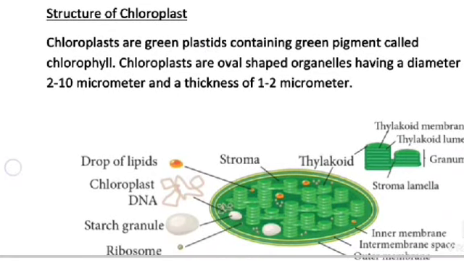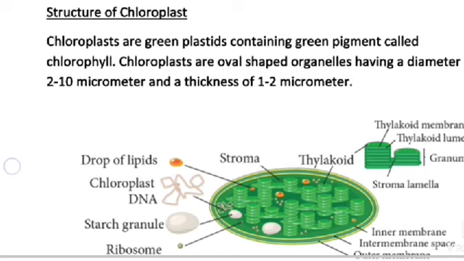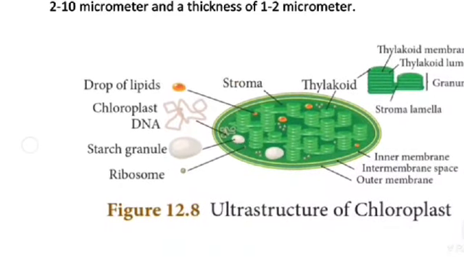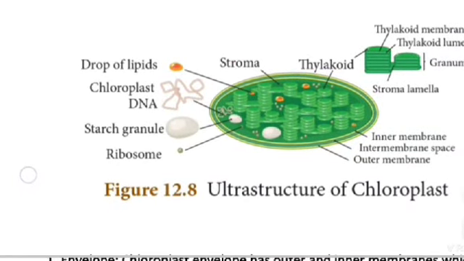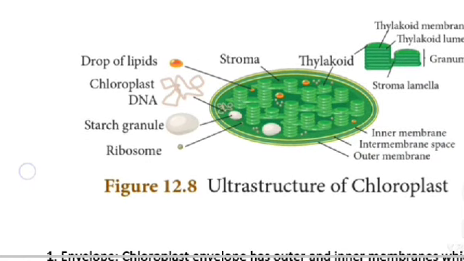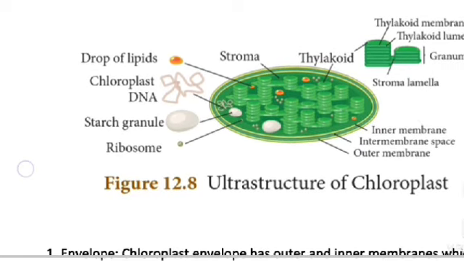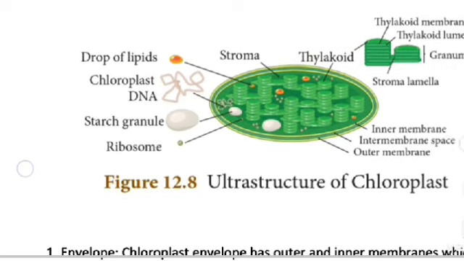Chloroplasts are green plastids containing a green pigment called chlorophyll. Chloroplasts are oval-shaped organelles having a diameter of 2 to 10 micrometers and a thickness of 1 to 2 micrometers. See the picture of chloroplast. In the electron microscopic picture, the double membrane structure is presented, inner membrane and outer membrane. The in-between space is called the intermembrane space.